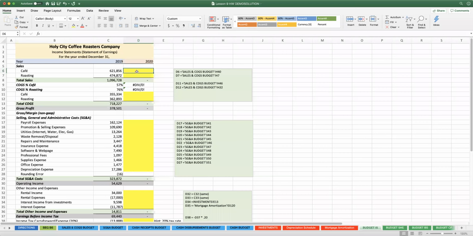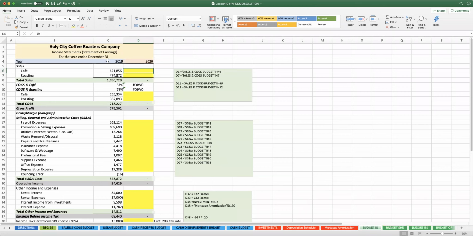Okay, this is lesson 9, the first recording. I'll do the first couple of tabs of the assignment in this recording. And to get us started, let's look at what we have to do here: the budgeted income statement and the budgeted statement of shareholders' equity. So we're going to get both of those going.